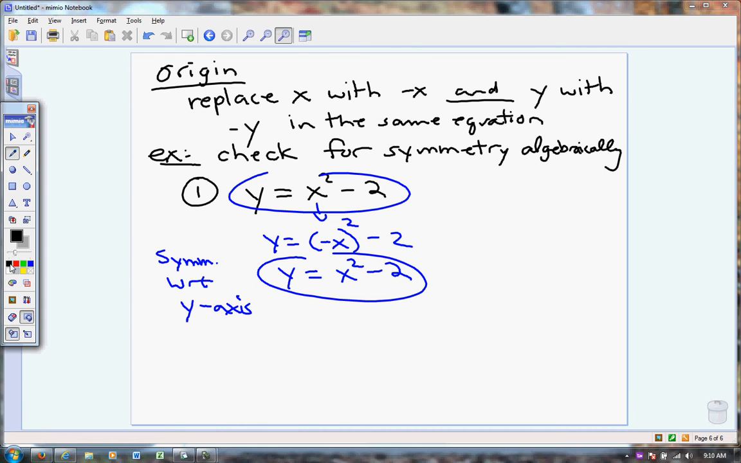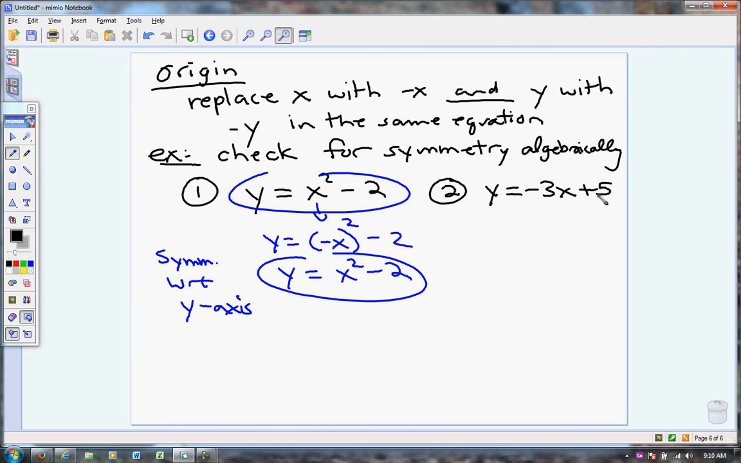Now, what if I had a function like this? Let's do a second one. Y equals negative 3x plus 5. Well, if I check for symmetry with respect to the y-axis, then I'm going to replace this x with a negative x. So I'll have y equals negative 3 times negative x plus 5. So what is negative 3 times negative x? 3x. Are they the same? Nope, not the same. Frowny face, it is not symmetric with respect to the y-axis.